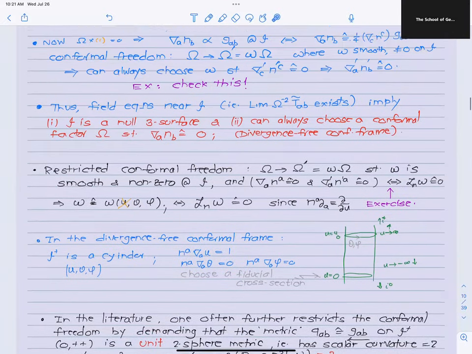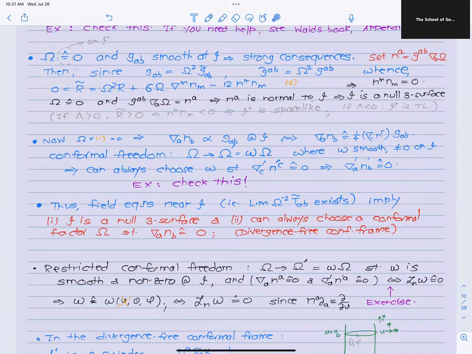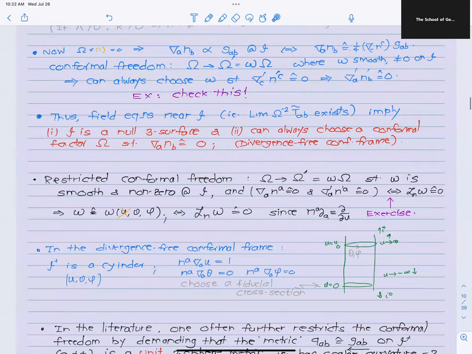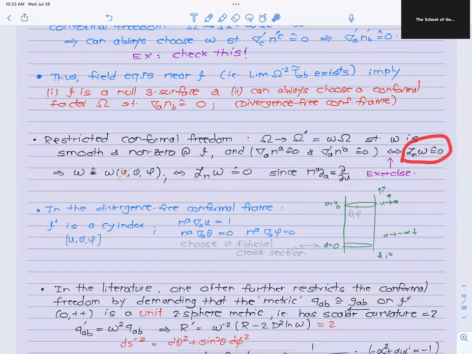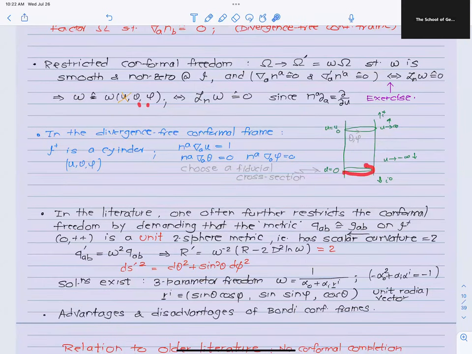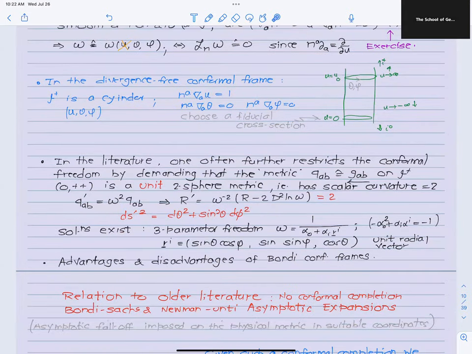So what we can always do is the following. Given an asymptotically flat space, first we can always go to a divergence-free conformal frame in which the null normal is covariantly constant. And we still have a conformal freedom, which is a function of theta and phi. We can reduce this further by making the two-sphere metric a unit two-sphere metric. And people often do that. This is called the Bondi conformal frame, in which the metric up here is that of a unit two-sphere metric. It has an advantage in that all the formulae can be written down explicitly in terms of sin theta, cos theta, et cetera.